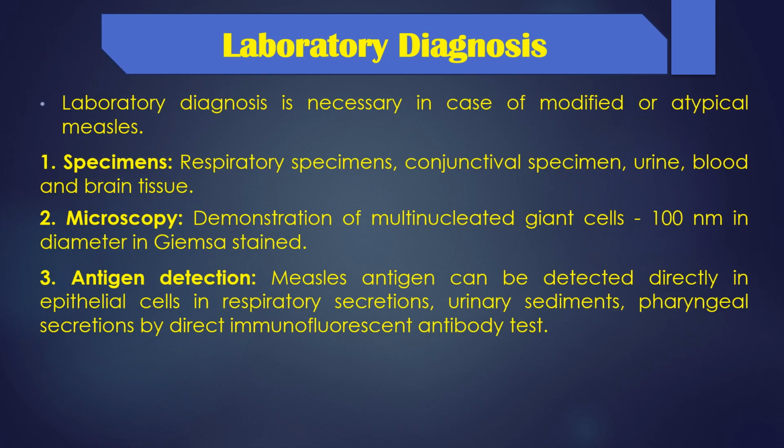Laboratory diagnosis. Laboratory diagnosis is necessary in cases of modified or atypical measles. The specimens to be collected are respiratory specimen, conjunctival specimen, urine, blood, and brain tissues. Specimens are collected during the prodromal stage and the period following until 2 days after the appearance of rash.